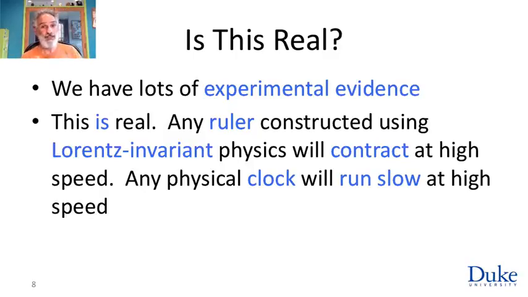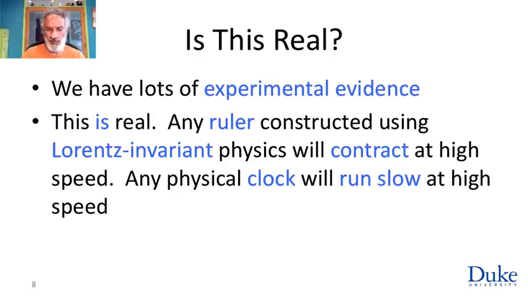Similarly, build a clock of any kind, and it will run slow when you move it to high speed. In fact, we just did that calculation. For one clock construction, the light clock moving transversely, where we assumed that the speed of light was a constant, we found it slowed down by 1 over the square root of 1 minus v squared over c squared. What about the longitudinal time clock? You'll do that in homework.